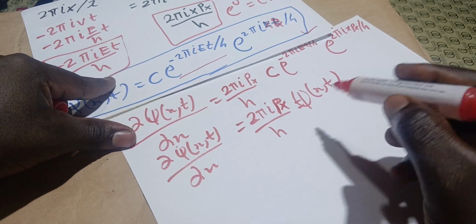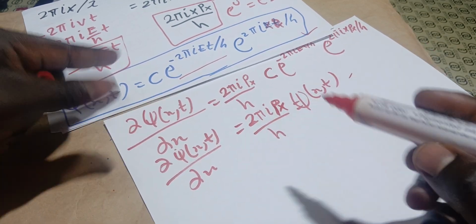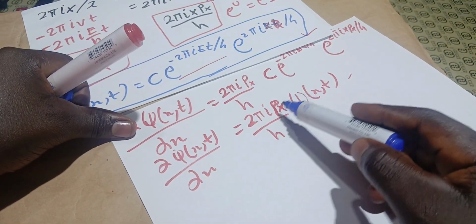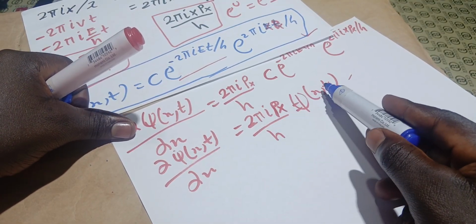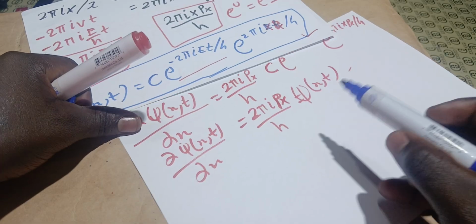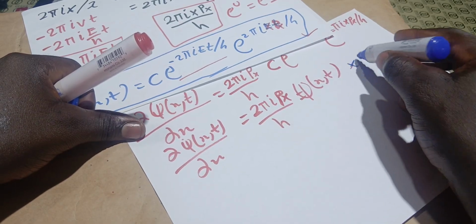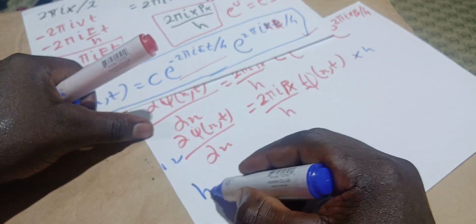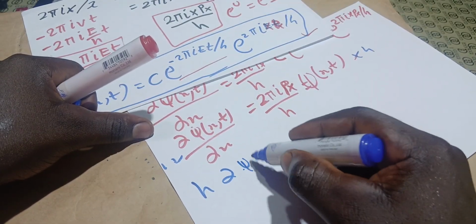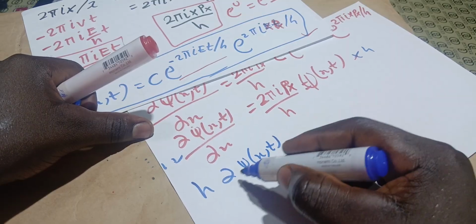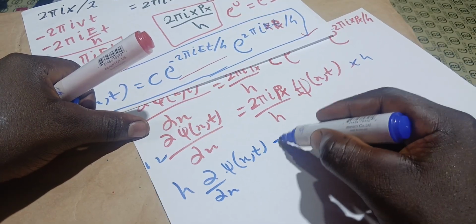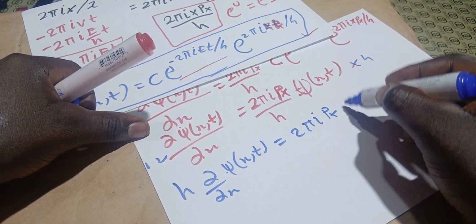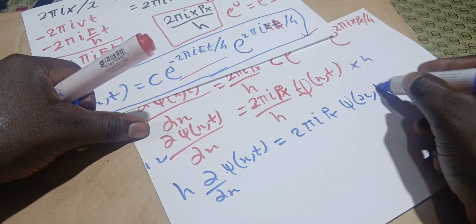So first of all, we can multiply both sides by h to get rid of h. Then after that, we divide both sides by 2 pi I, remaining with px and the wave function there. So if we multiply both sides by h, it will cancel h here, and then we have an h term here. Two pi I px, the wave function x t.